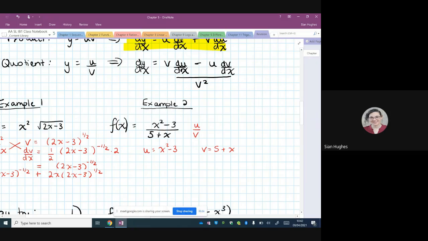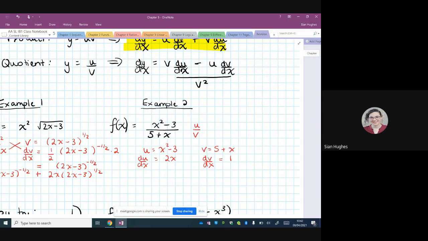And we start off similar to the product rule. We differentiate both of our expressions. So du by dx is 2x, and dv by dx is actually just 1, because the derivative of 5 is 0, and the derivative of plus 1x would be just 1.